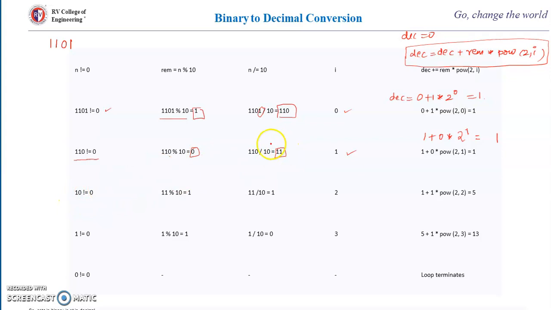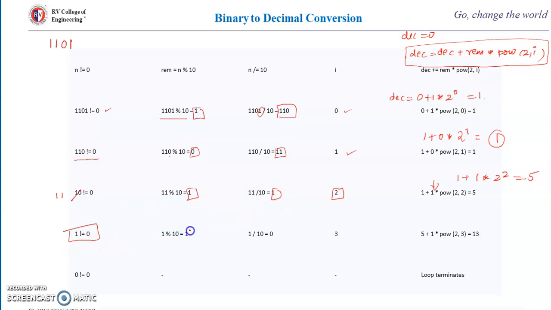Then this will be the number for the next iteration. Now 11, there was a mistake, it should be 11, is not equal to 0. So 11 modulo 10, I'll get 1 as remainder, and quotient I'll get 1. I value will be incremented by 1. It becomes 2, and then decimal is 1 from the previous step, and remainder is 1, and power 2 to the power I. So I value is 2, 2 to the power 2. So it will be 1 plus 1 into 2 to the power 2, so it will be 5. And then next iteration, the number will be 1, and 1 is not equal to 0. Condition is true.